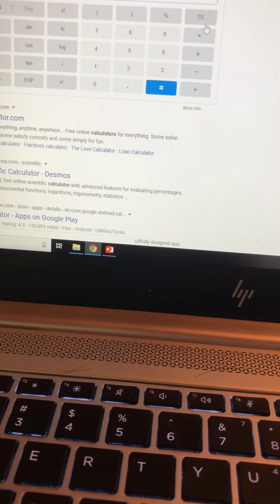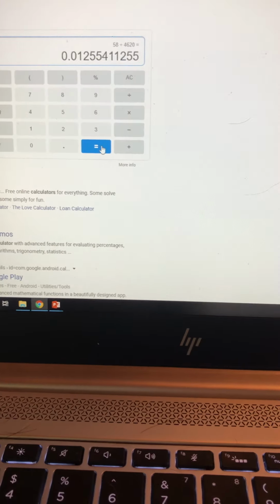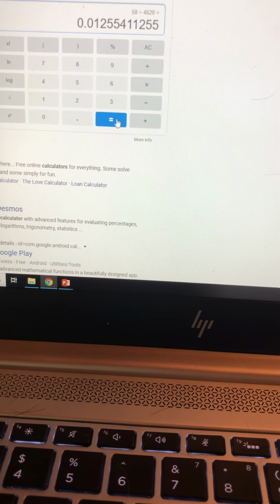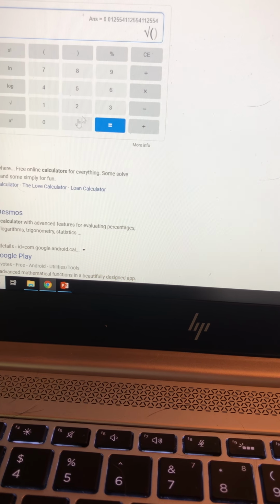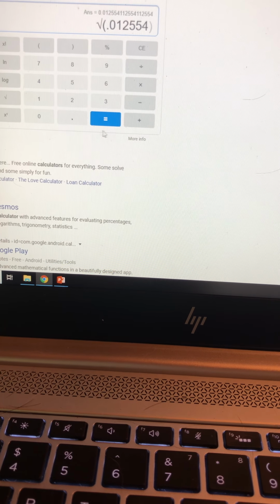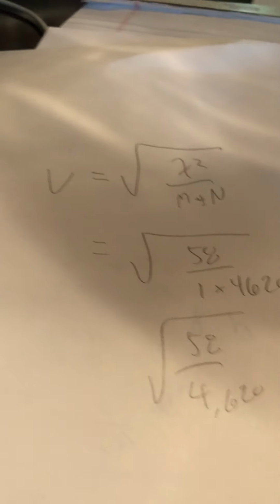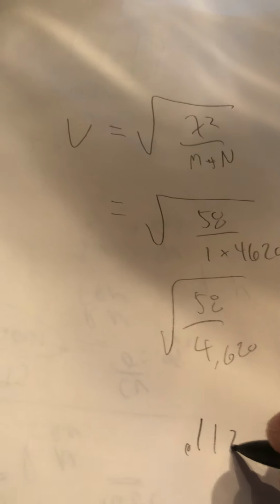Let me pull up my calculator. Go ahead and show you. So 58 divided by 4620, 0.01255, yada, yada, yada, okay? And then we just take the square root of that. 0.012554, that's enough. Okay, so there you go. Point 112. Okay, so that's your Cramer's V.